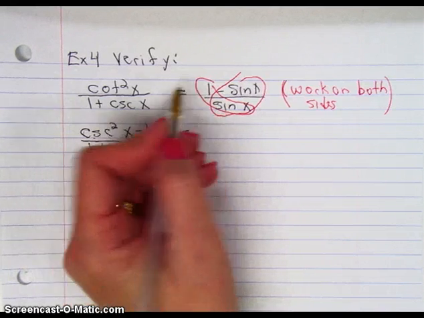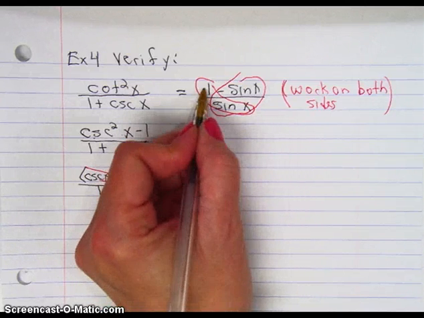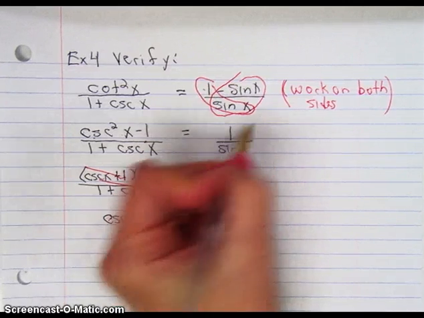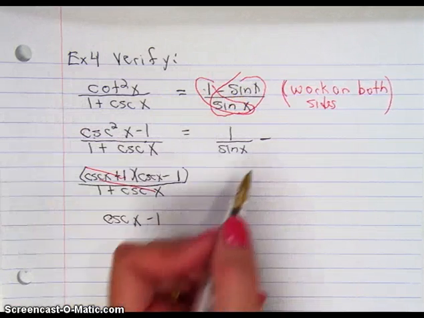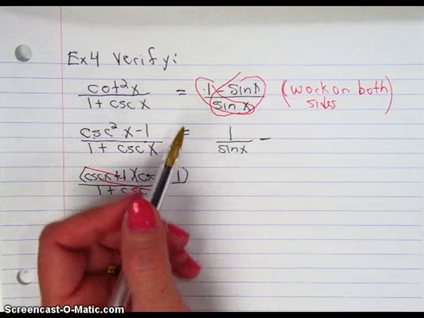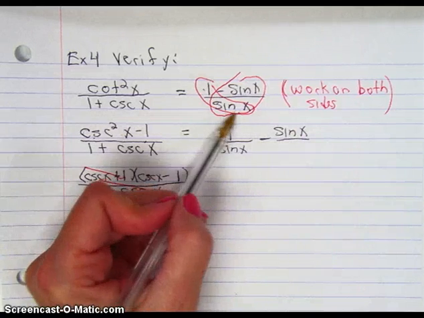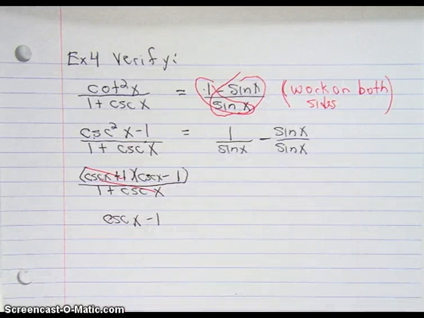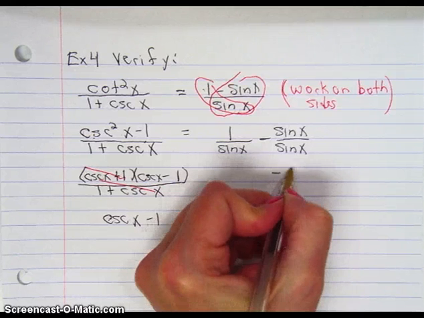What's on the top? 1 over sine x minus, and what's this one? I'm putting the negative out in front. Sine x over, is that what's on the bottom? Sine x over sine x. Now you keep saying 1. Do you want to make this into 1? Yeah, you do. Okay. So minus 1.